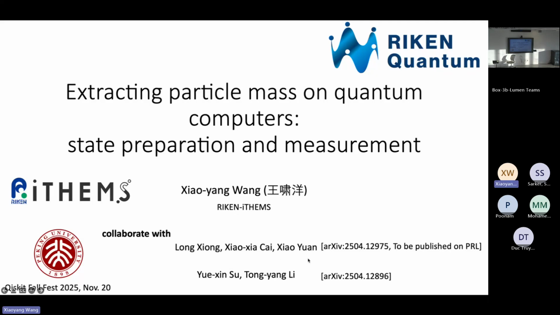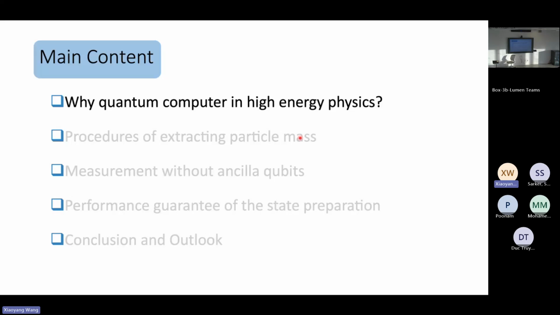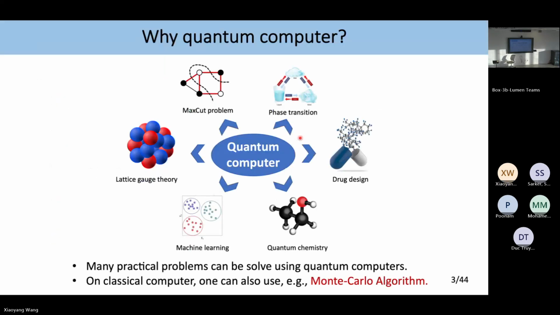Let's have a pointer. Okay. Can you see my pointer? Yes. Okay, great.